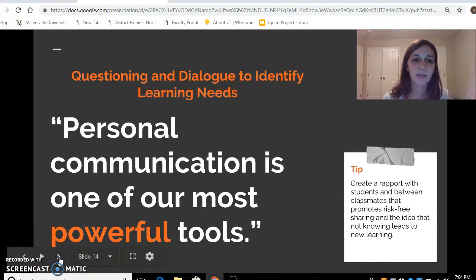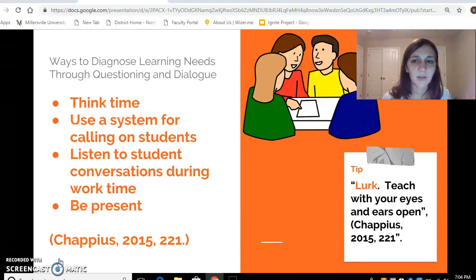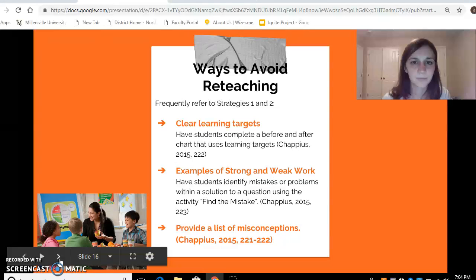Questioning and dialogue to identify learning needs. This is a big one. Just by talking to your students and being around the room is a very powerful way to identify what their needs are. Ways to diagnose learning needs include think time, calling on them, where you can use random calling or cold calling, and listening to students' conversation during work time and being present. To avoid reteaching, we can use clear learning targets, examples of strong and weak work, and give them with a list of common misconceptions.